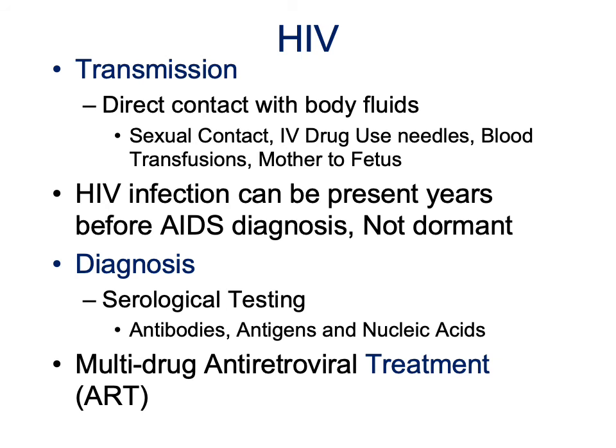Transmission of HIV occurs through direct contact with body fluids. It can occur through sexual contact, the sharing of IV drug needles, through blood transfusions. It can pass from mother to baby. HIV infections can be present for many years before an AIDS diagnosis. It is not dormant during that time. It is still actively destroying the CD4 and T cells during this time of latency.